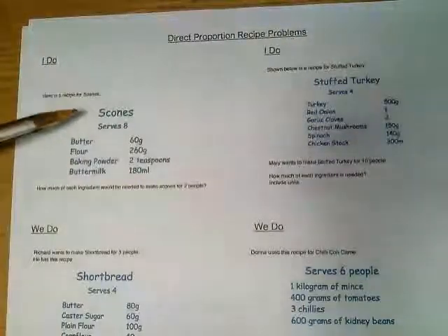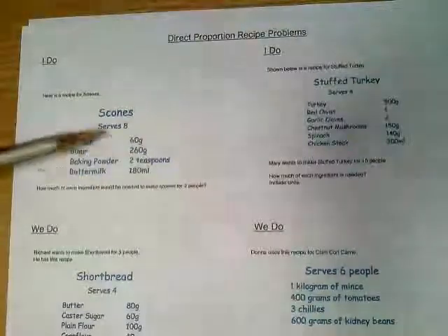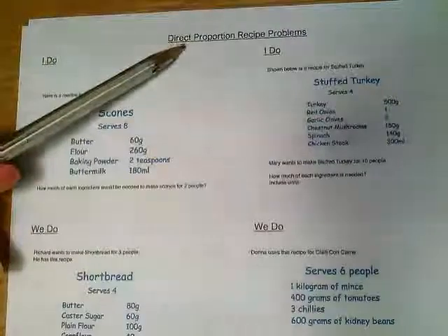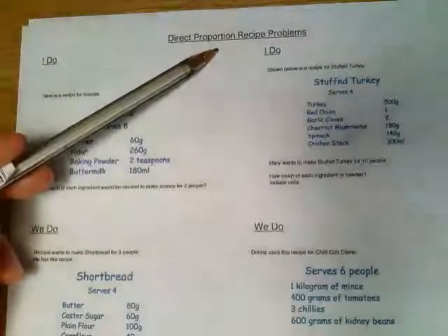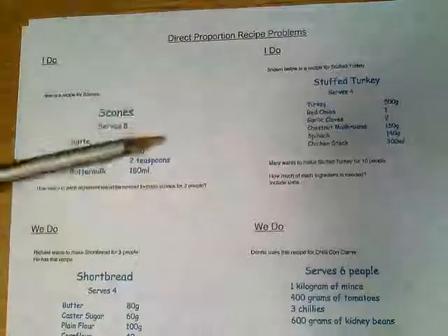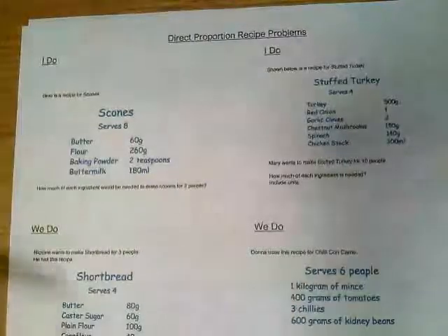Okay, so we're going to have another look at recipe problems, something that we looked at earlier in the year, just to refresh our memories. These are direct proportion problems, because if you want to make twice as much of something, you are going to need double the ingredients. Half as much, you'll need half the ingredients, and if you've got nothing, you can make nothing.